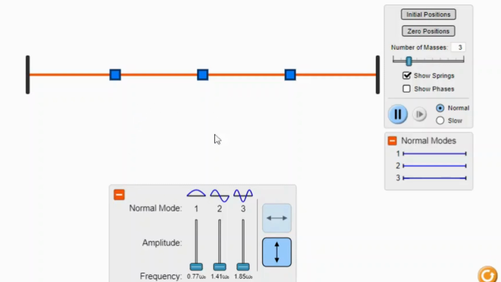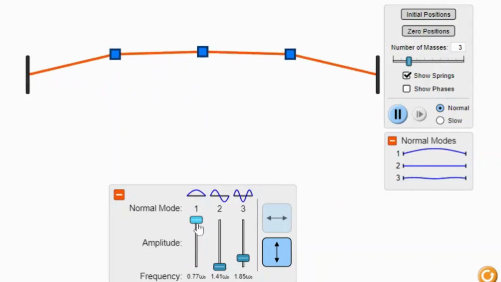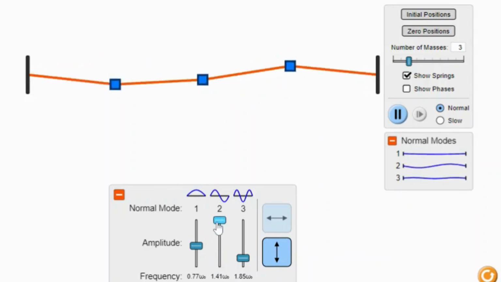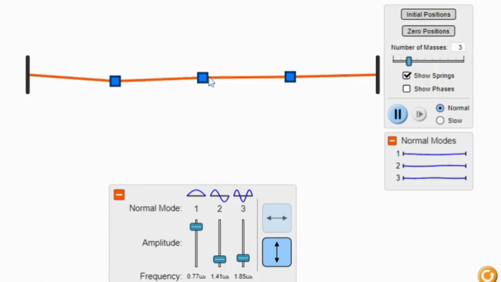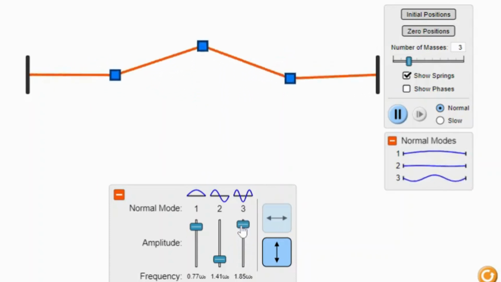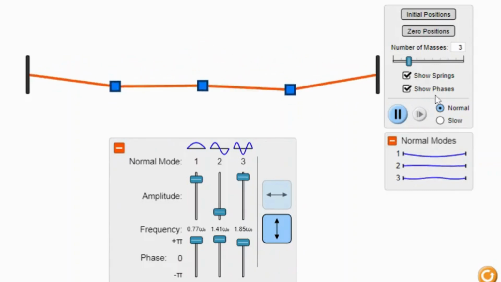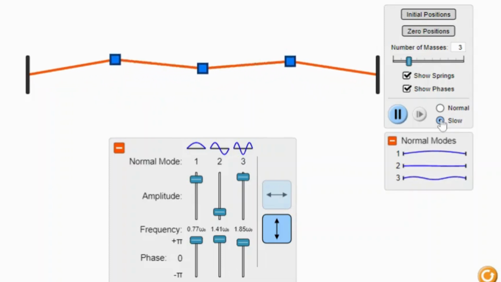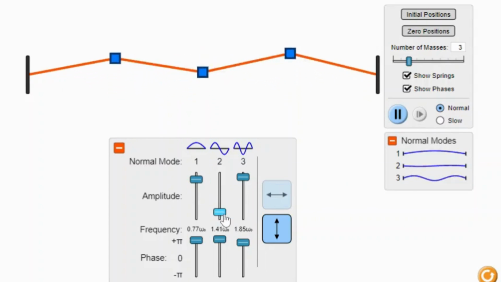The normal mode simulation is an interactive educational tool designed to help students understand the fundamental concepts of normal modes in oscillating systems. This simulation provides a hands-on approach to exploring the frequency, amplitude, and phase of normal modes, as well as the reasons behind the different frequencies of various modes. By engaging with the simulation, students can gain a deeper understanding of why higher numbered modes have higher frequencies and how to identify the number of normal modes in a given system.